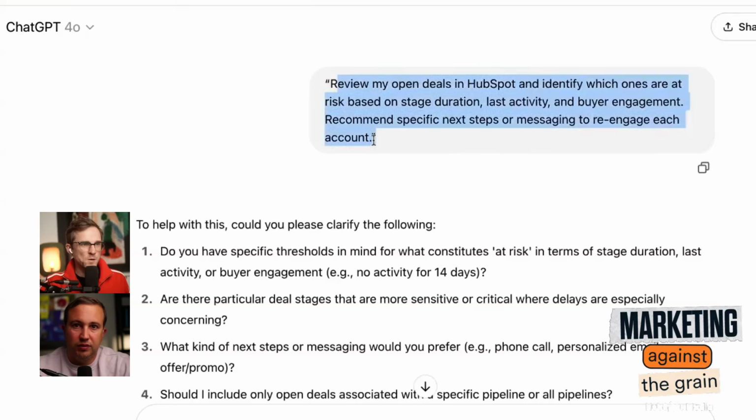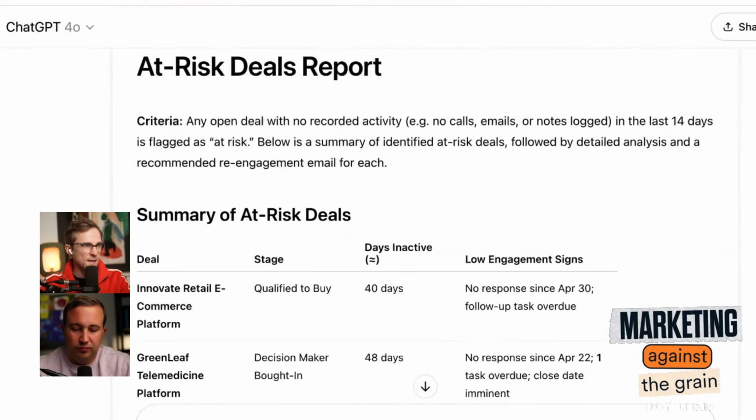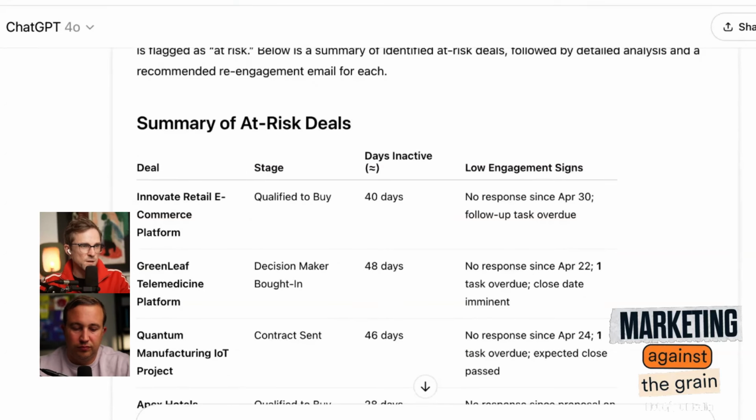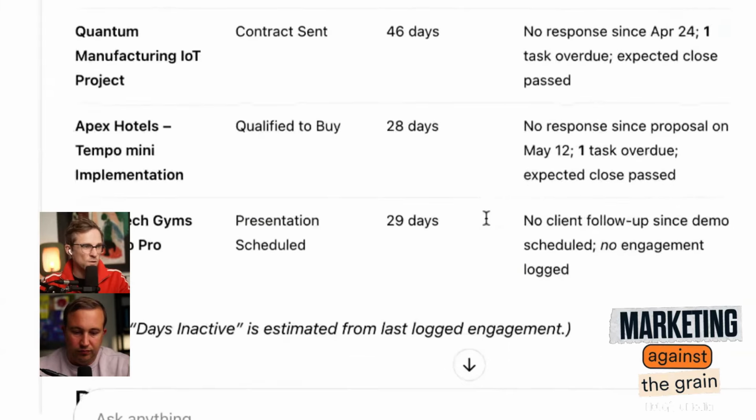So what we do here is we review all of the open deals in HubSpot, and we identify the ones that are at risk: the stage, duration, the last activity, and the buyer engagement. And so based on that, we recommend next steps. So we actually do recommend to the sales team what you should do next. And then we basically get this report back. It goes through a summary of at-risk deals. So basically it says, hey, here's a bunch of deals. This one here has been inactive for 40 days. Gives me the stage, no response since April the 30th. So it gives me a whole list.